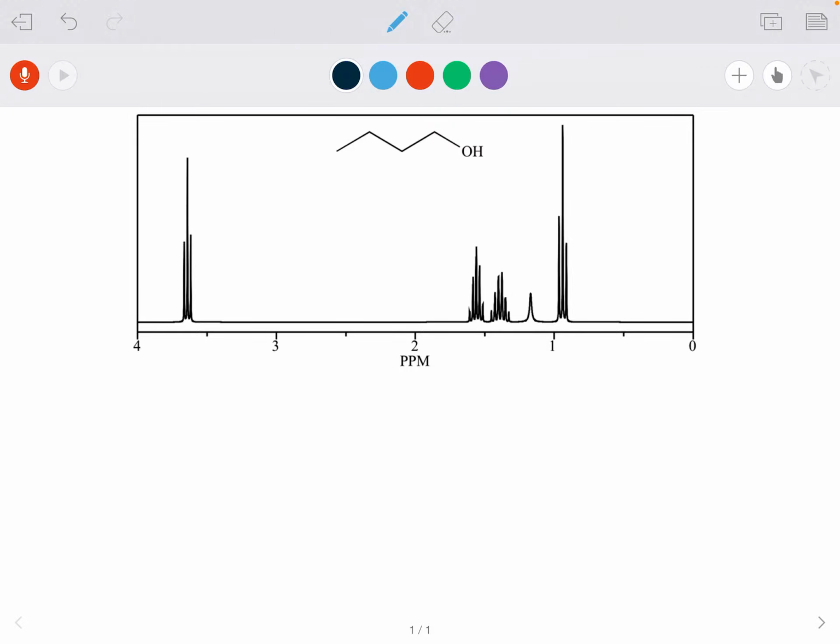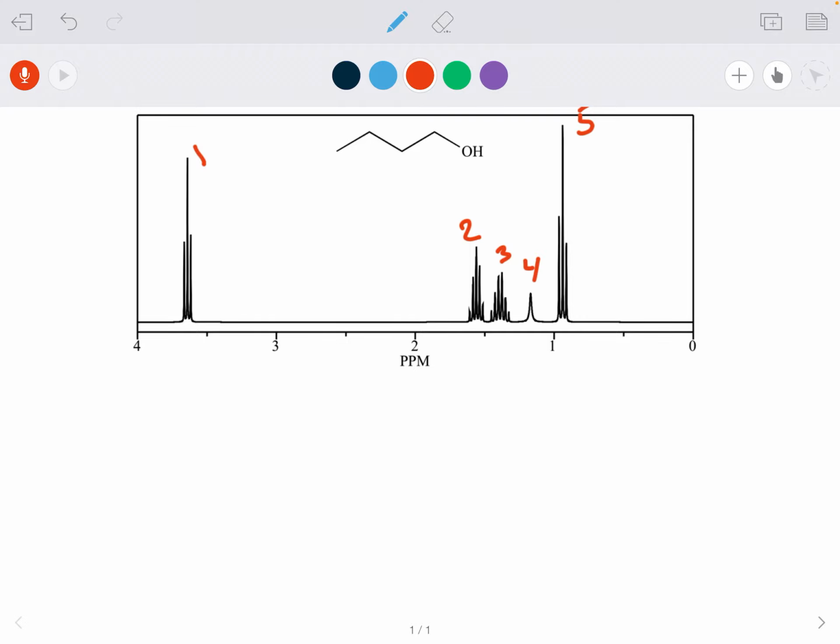In this video, I'm going to teach you how to determine the number of signals on a compound. Now, this image of an NMR spectrum comes from the UCLA chemistry website. Here, there are 5 signals on the spectrum. 1, 2, 3, 4, and 5.